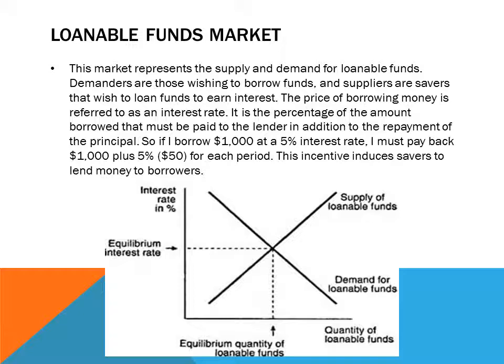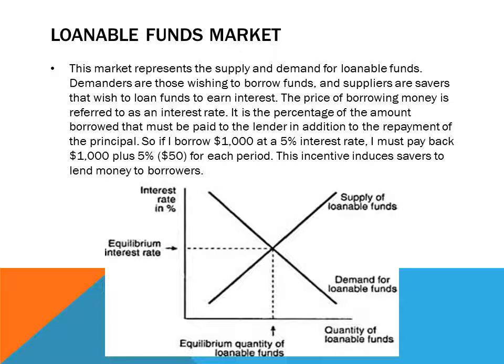Equally important is the loanable funds market, and this market represents the supply and demand for loanable funds. Demanders are those wishing to borrow funds, such as businesses and households, and suppliers are savers that wish to loan funds to earn interest. The price of borrowing money is referred to as an interest rate. It is a percentage of the amount borrowed that must be paid to the lender in addition to the repayment of the principal. For example, if I borrow $1,000 at a 5% money interest rate, I must pay back $1,000 of principal plus 5%, or $50, for each period of the loan.